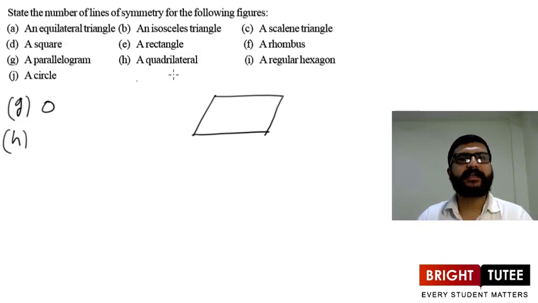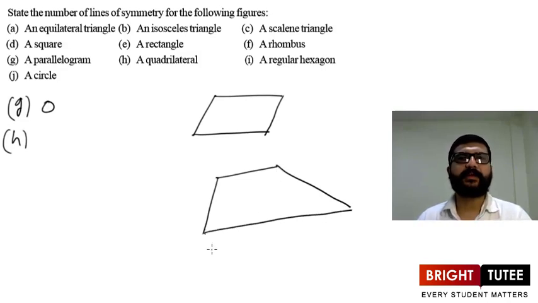Now the next part, a quadrilateral. This is just a general quadrilateral. We can have any quadrilateral like this. Now can we draw any line of symmetry here? No, we can't draw any line of symmetry. So the number of lines of symmetry will be 0 for this one.